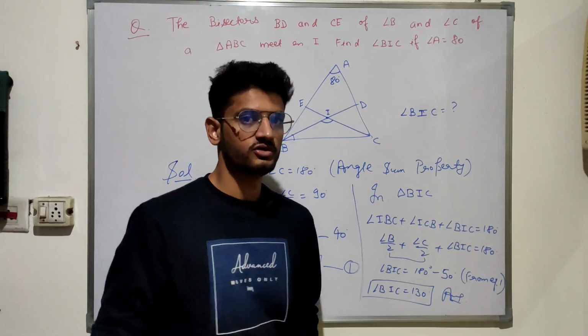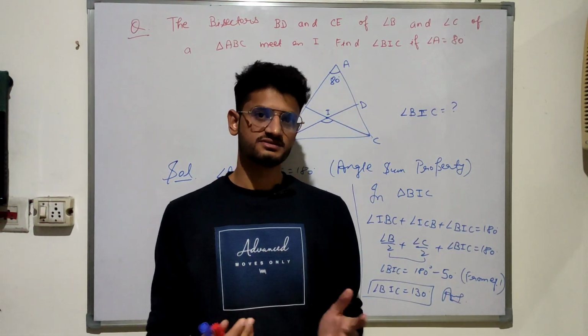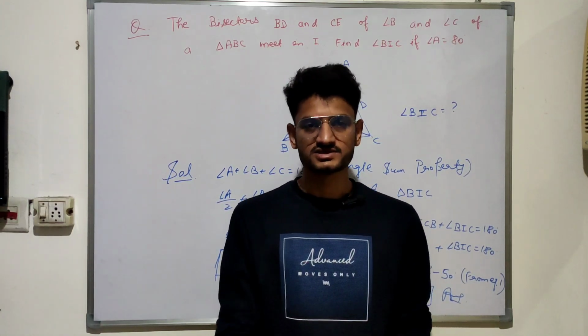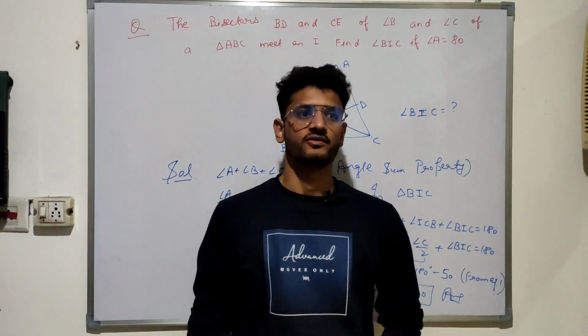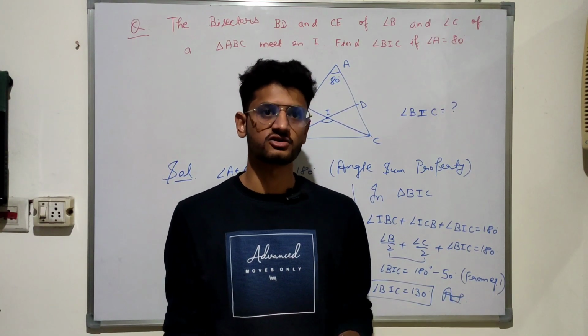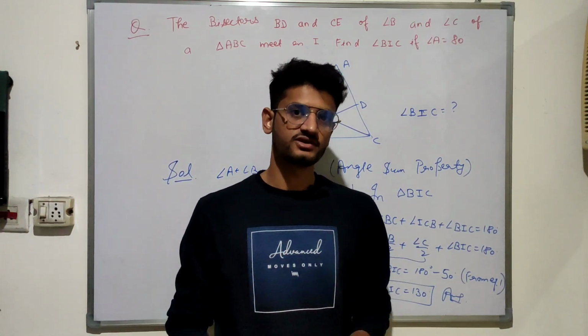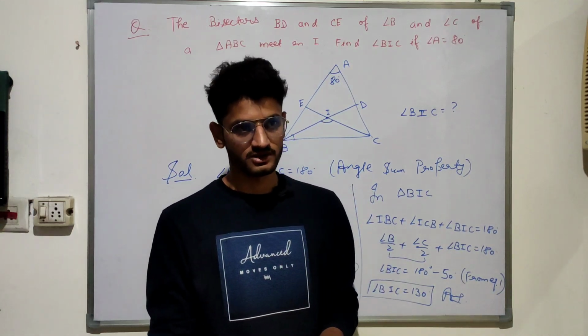So as of now we have concluded what is a centroid, what is the definition of centroid, what is a median, how the centroid divides the median, all the derivations of these things. Also we have concluded the coordinates of the centroid if we know the coordinates of points A, B and C of a triangle ABC. Apart from that we have taken some examples based on centroid.